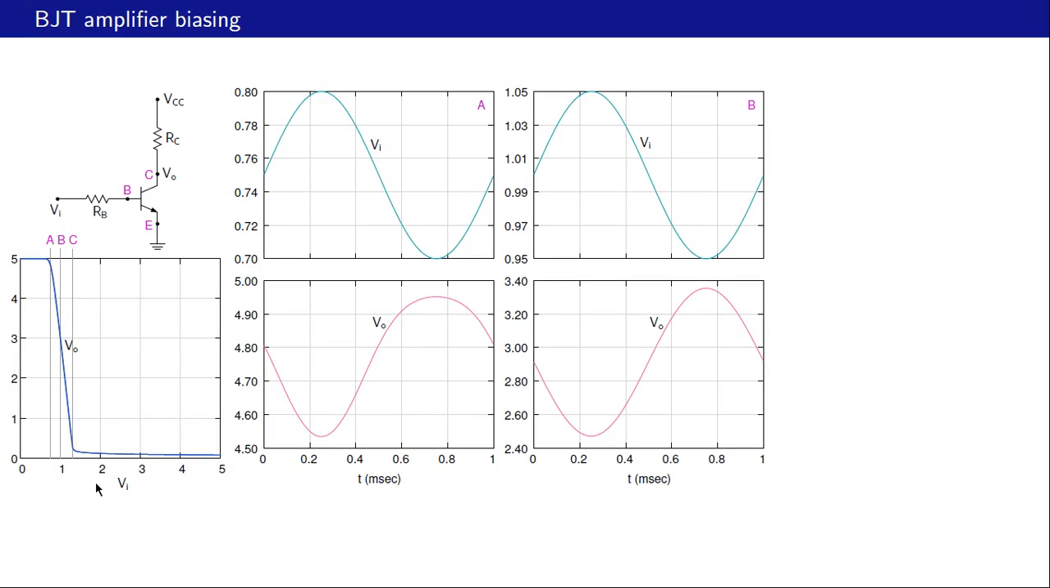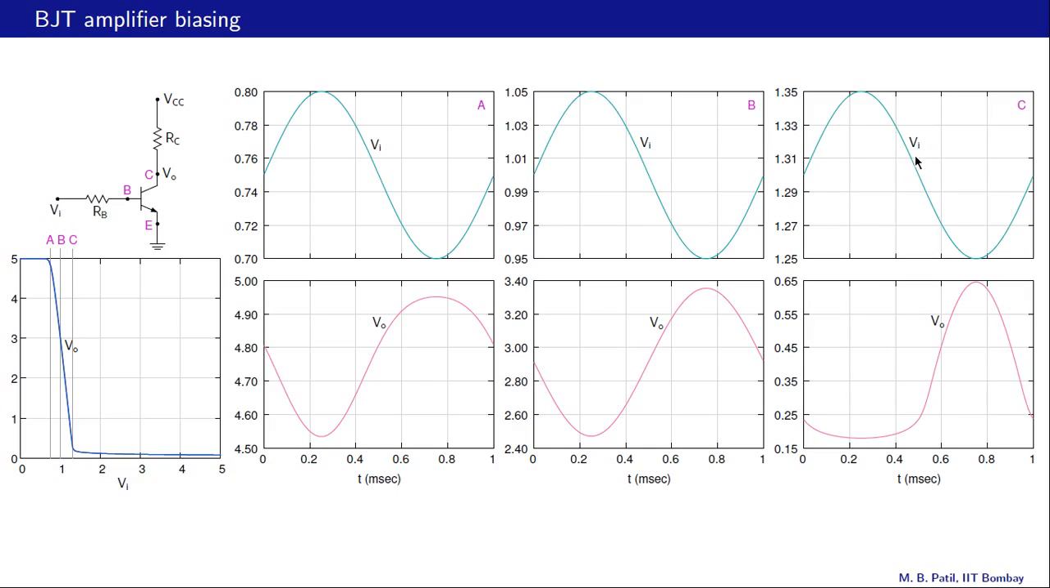Let us consider another bias point, the one given by this line C here, and we are going to apply an input voltage which goes around that bias point like that, and let's see the input and output waveforms now. That is the input voltage centered around 1.3 volts, which is this value here. And the amplitude is still the same, it is 1.25 to 1.35, so 0.1 volts peak to peak or 100 millivolts peak to peak.